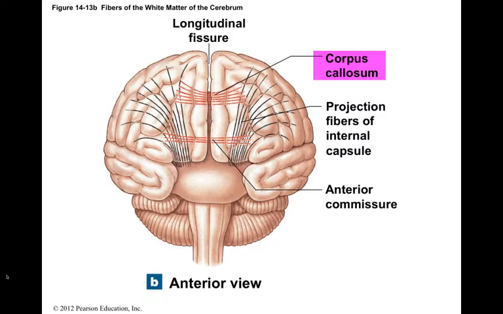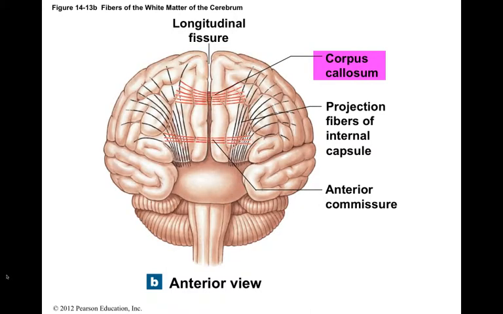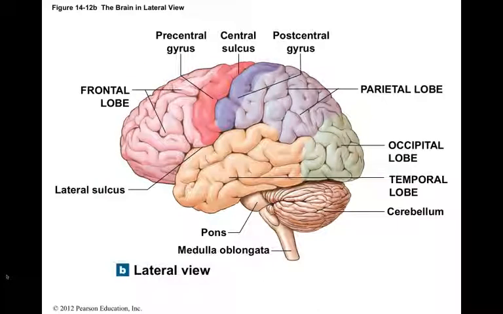This structure bridges the two hemispheres at the base of the longitudinal fissure and is easily identified as the curved white structure at the base of the cerebrum. The corpus callosum alone contains more than 200 million axons. Each cerebral hemisphere can be divided into lobes named after the overlying bones of the skull.